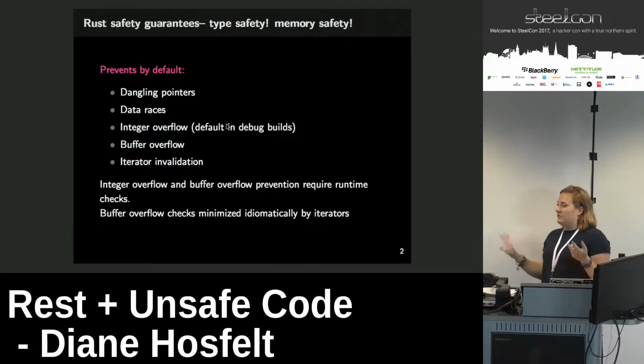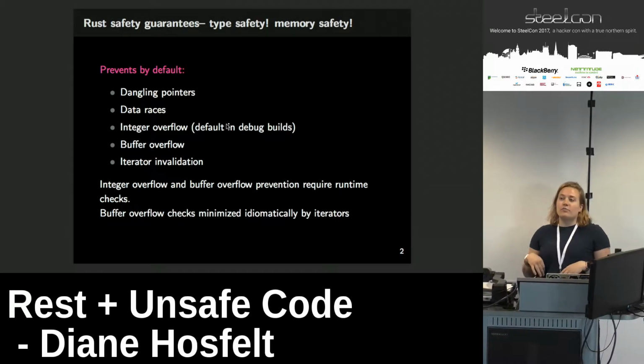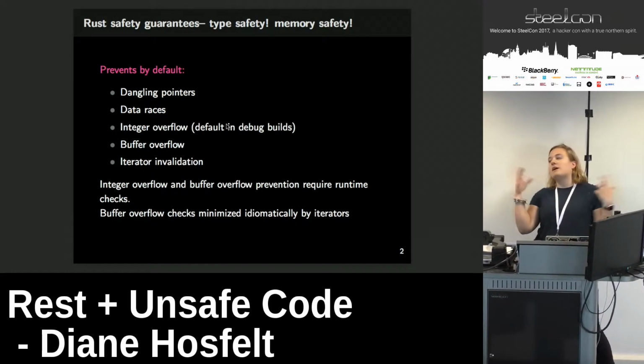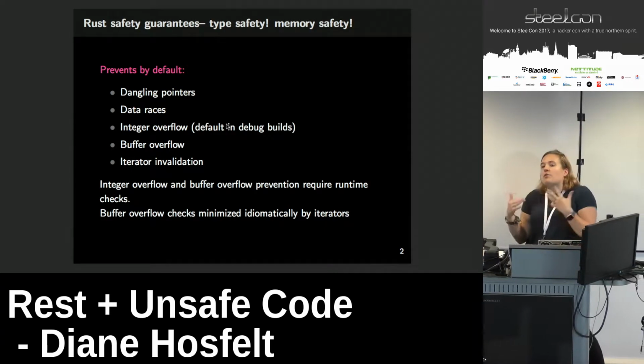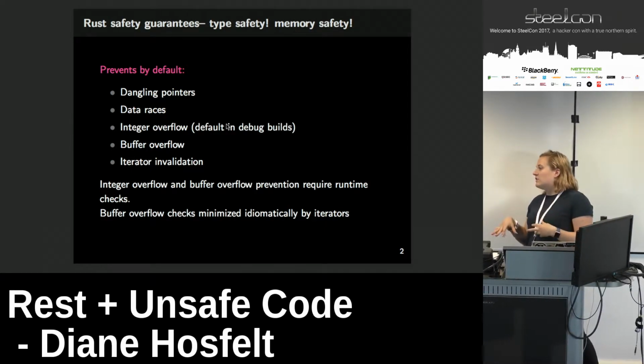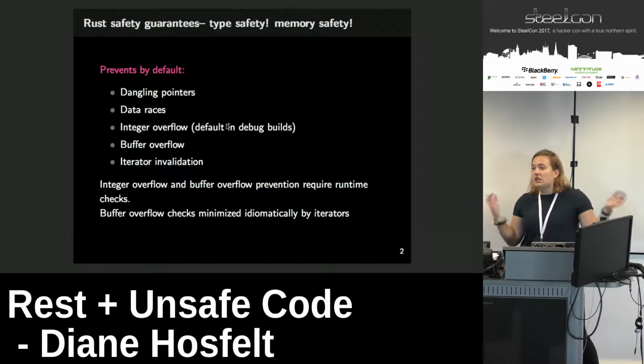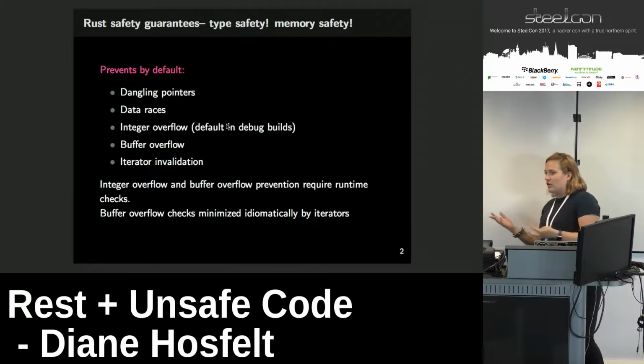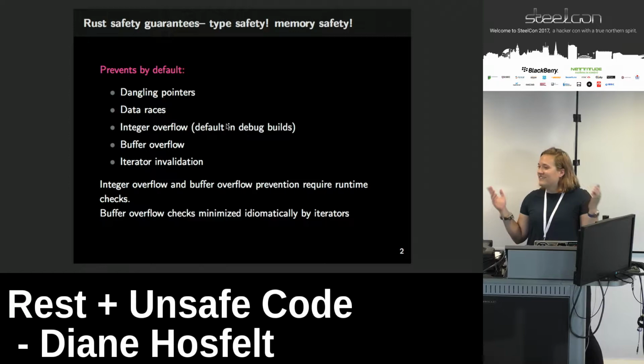Most of these are done at compile time. Integer and buffer overflow preventions are done at runtime. But we can minimize these by idiomatic Rust using iterators. So generally speaking, if you have an array, you're not iterating over it with indices. If you do, in safe Rust, you can still overflow your buffer. If you code like a proper little Rustacean, then you're not going to, because you're going to use an iterator. So you're not going to overflow because the iterator knows where the end of the buffer is.